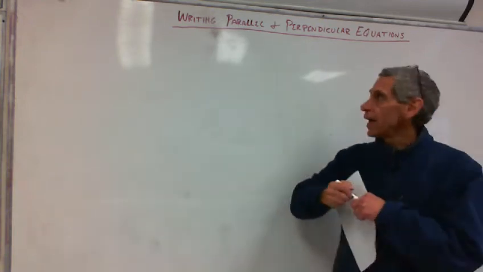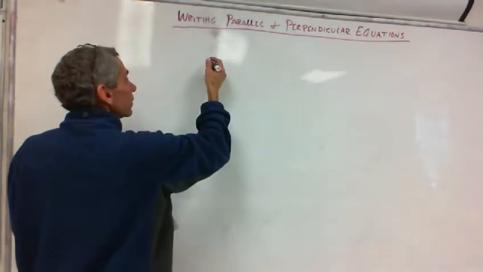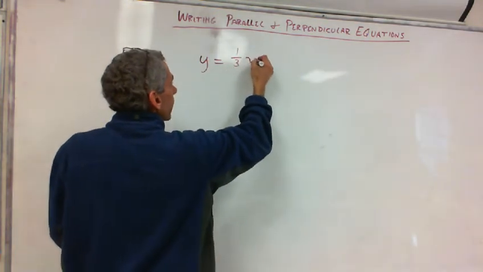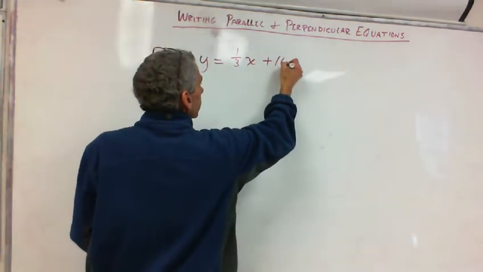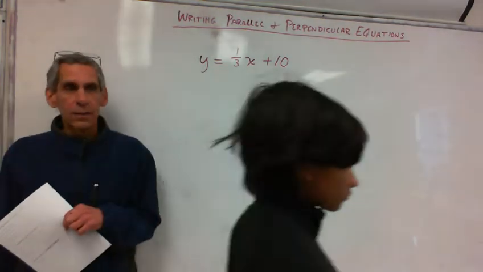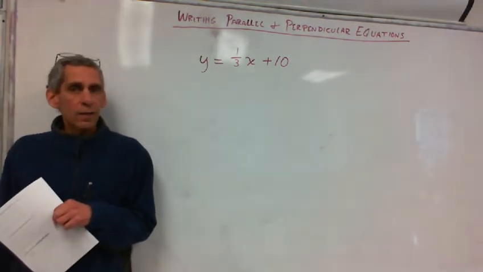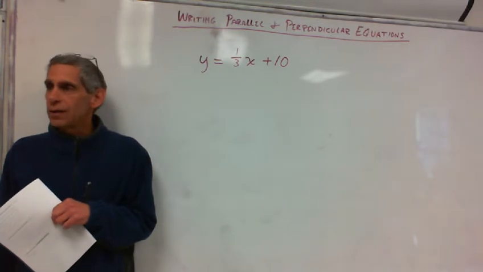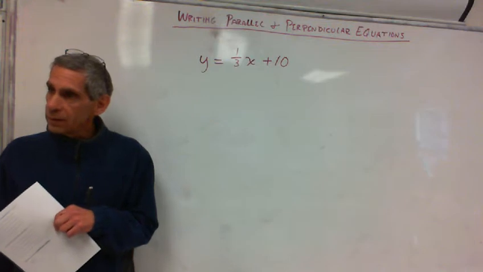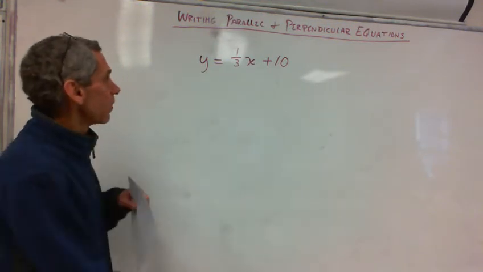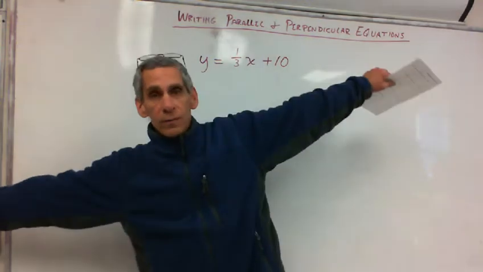All right? So if I had an equation, y is equal to 1/3 x plus 10. What is it that makes a line parallel? What would have to always be the same? The slope. Do you agree with that, Aiden? The fraction. Yes. The fraction, right? That is the slope, right?